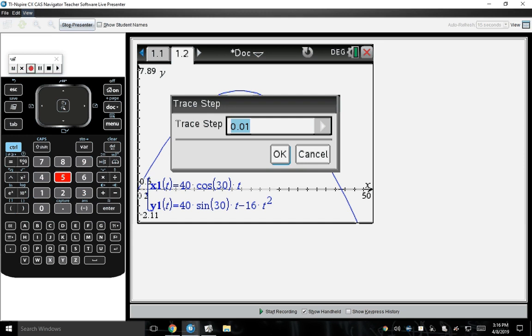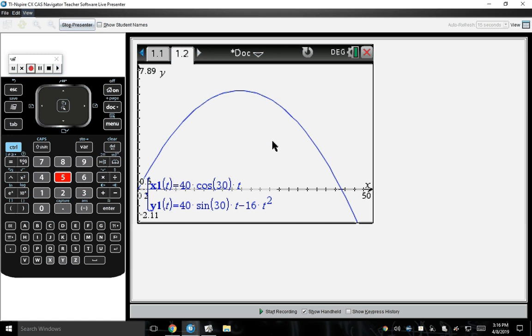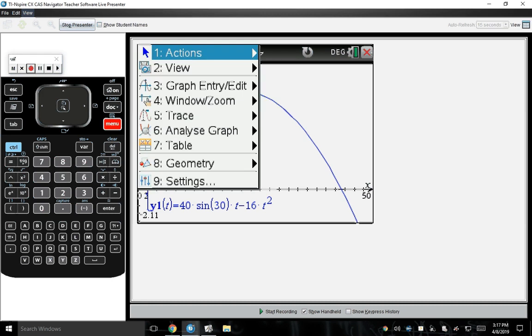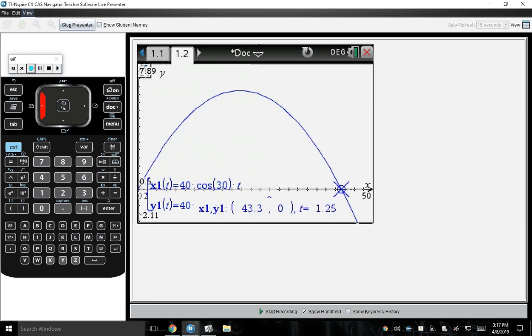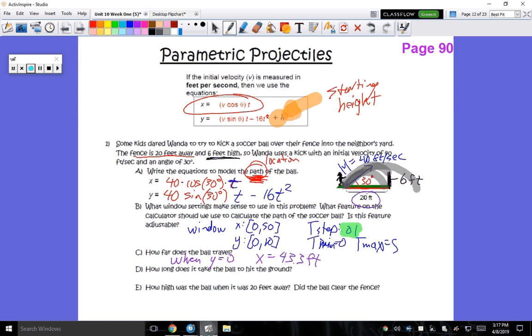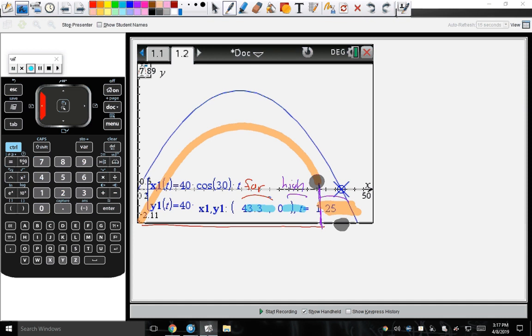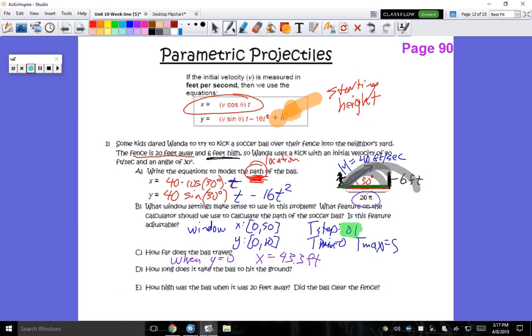Okay. Then it says, how long does it take for the ball to hit the ground? So when we did this, menu 5.1, whoops, I went too far. You tell me, how long did it take? It took 1.25 seconds. Remember, that's your parameter of time. So you're going to say, when y equals 0, t was equal to 1.25 seconds.